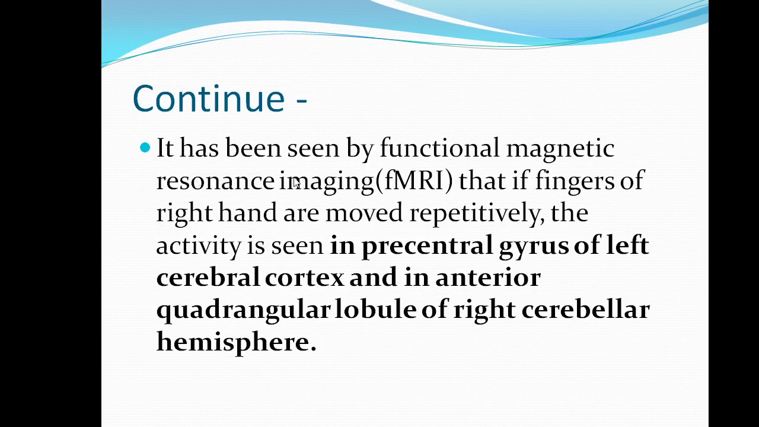It has been seen by functional magnetic resonance imaging, that is fMRI, that if fingers of the right hand are moved repetitively, the activity is seen in the precentral gyrus of the left cerebral cortex and in the anterior quadrangular lobe of the right cerebellar hemisphere.